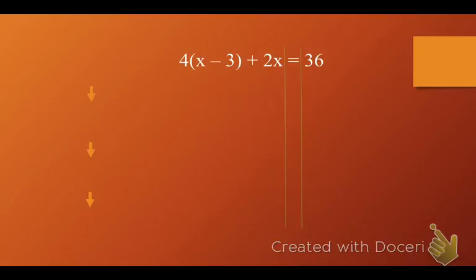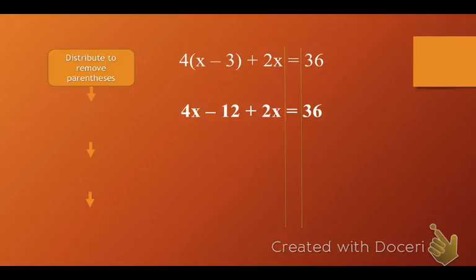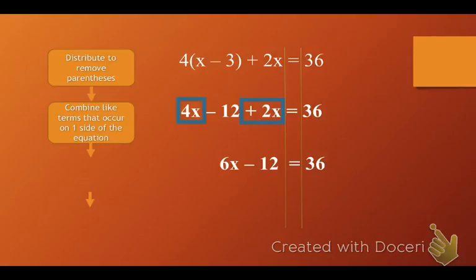So think about the property that allows you to get rid of that, and hopefully you're thinking we need to distribute. So we take 4 times the quantity of x minus 3, which results in 4x minus 12 plus 2x equals 36. Next, you want to see if you have any like terms on just one side of the equal sign. And on the left, I spot a 4x and a plus 2x. So when I combine that, that results in 6x, recopy the minus 12, equals 36.